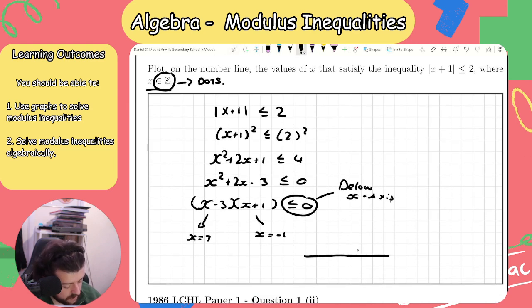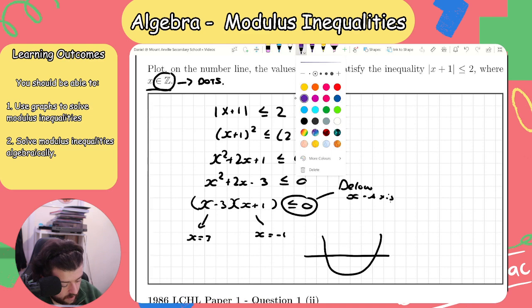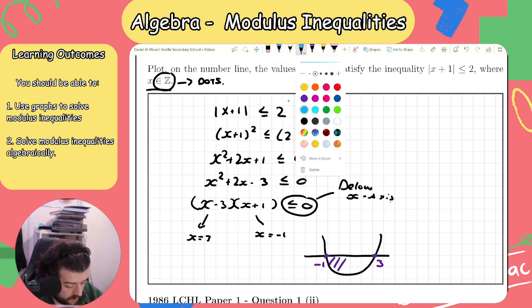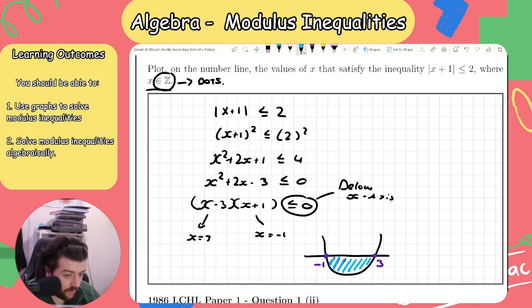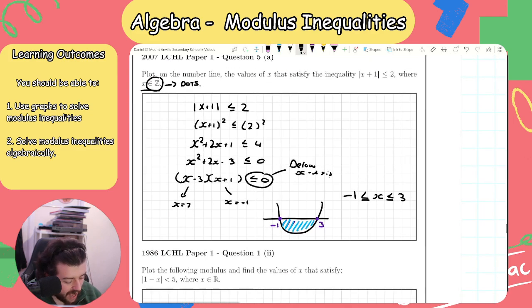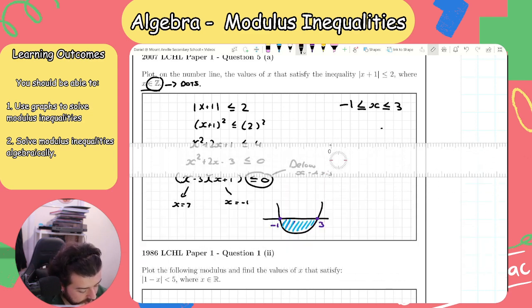So plot it out. So this is going to be minus 1 and this is going to be 3. And then I'm looking for the region that's less than 0. So I'm looking for the trapped region here, and that is going to be minus 1 is less than or equal to x, which is less than or equal to 3. But I'm not done just yet, because it asked me in the question to plot it on the number line, which is really sneaky. So I have to plot all the integers between minus 1 and 3. So I'm just going to draw a little line here.